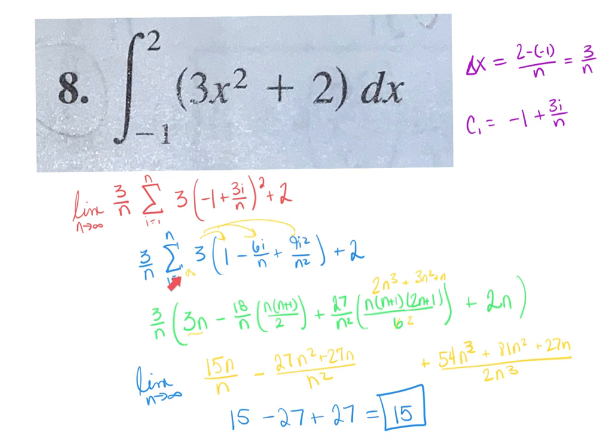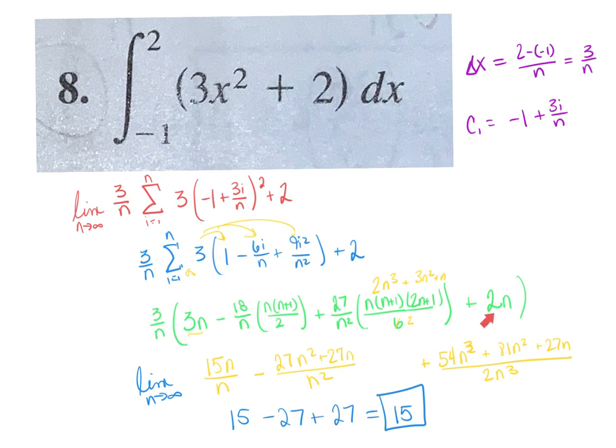I also did my summation. I did kind of skip. I brought my 3 down. 3 times 1 is 3. Summation of a constant is the constant times n. 3 times 6, that's 18 over n, and then I replaced my i with n plus 1 over 2. 3 times 9, that's 27 over n squared, and I replaced my i squared with n plus 1, 2n plus 1 over 6. And then my constant here on the end, that 2, that's a 2n when I do my summation.